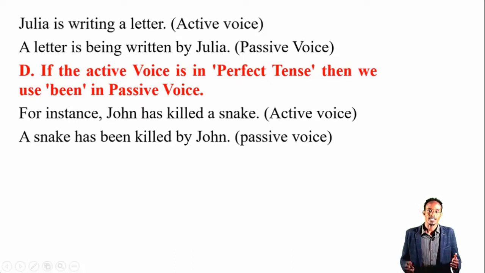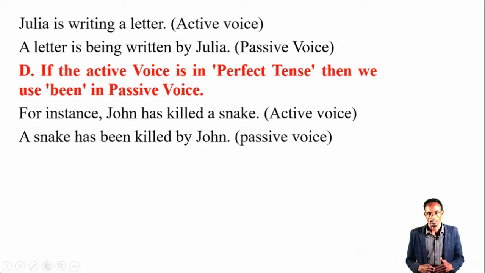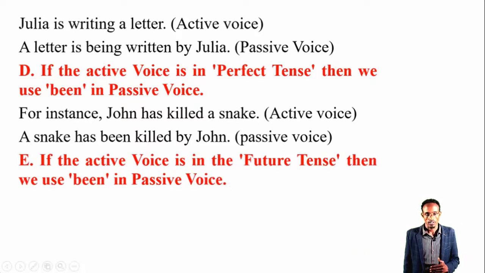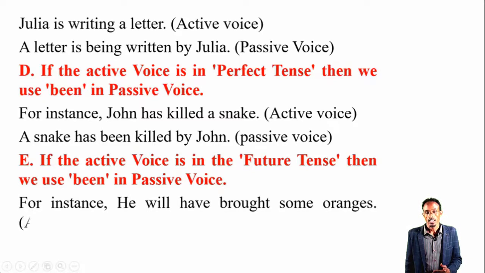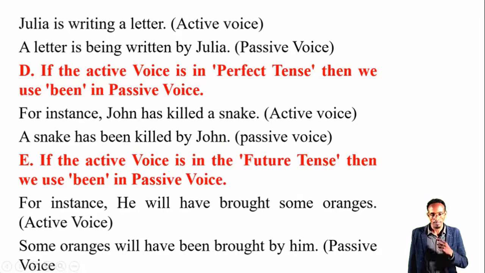Marka mar walba way isdaba marsan yihiin oo subjectiga iyo objectigu way isdaba maraan. If the active voice is in the future tense, then we use been in the passive voice. Tusaale, for instance, he will have brought some oranges. Markaan qaabkan passive u qorayna wuxuu noqonayaa oranges-kii ama some oranges-kii objectiga ahaa marka active-ka la joogo ayaa hadda noqonaya object. Will have been brought by him. Look.